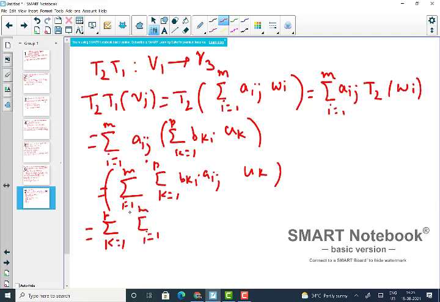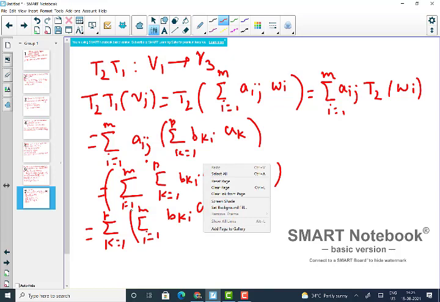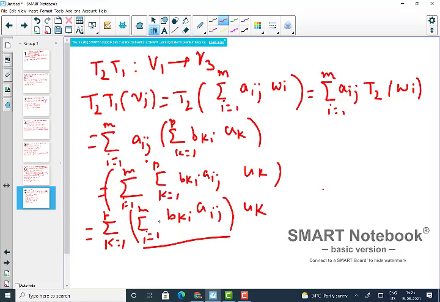And then BKI Aij and UK. See, this is exactly the matrix representation in terms of the basis vectors of V3, right? And k equal to 1 to p. Now note that this sum, what is this sum? Can you imagine this sum? So let me write down, this is something, c, kj.